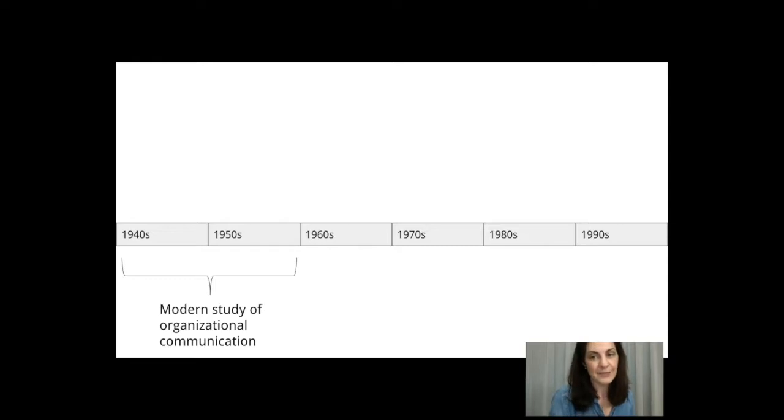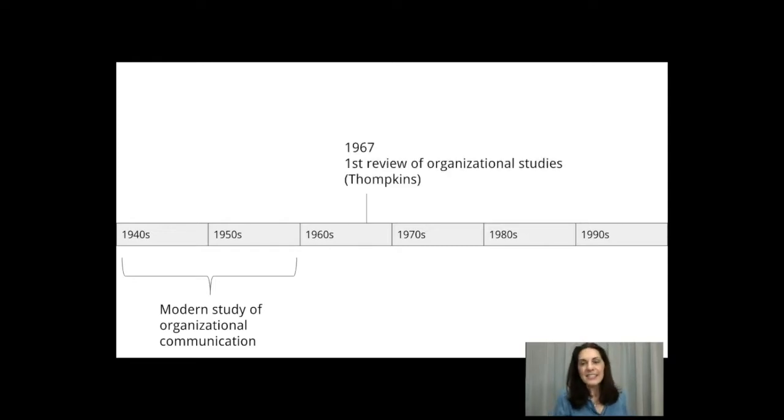more recent. In 1967, Phil Tompkins presented the first review of organizational studies, including over 100 works of empirical research on organizing and communication. His review identified two primary topics that had emerged in early research. First, formal and informal channels of communication, and second, superior-subordinate communication.